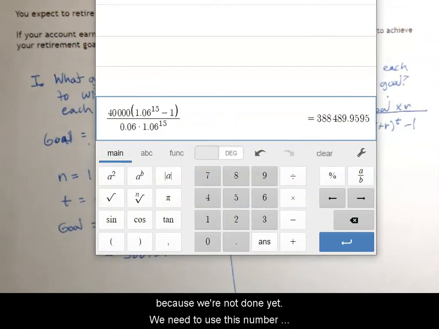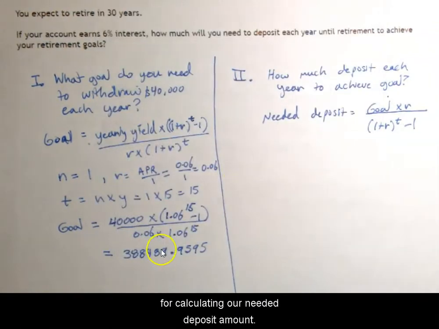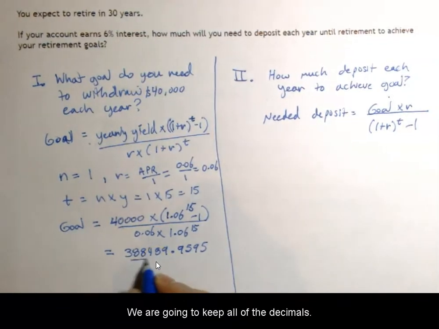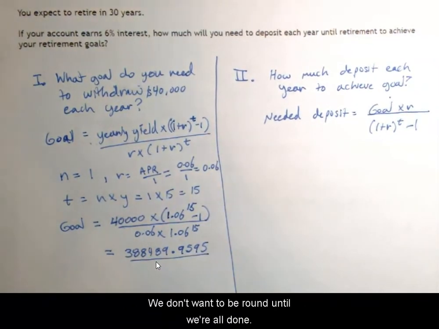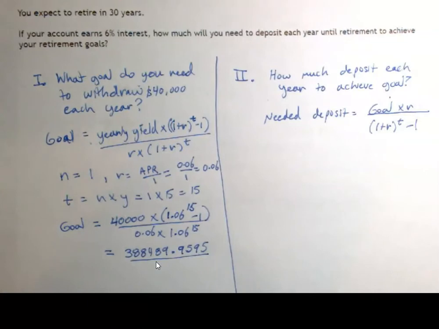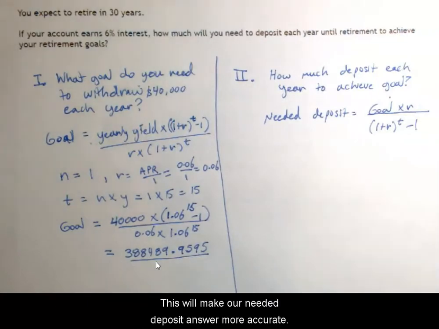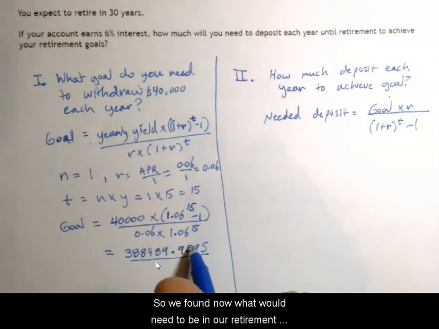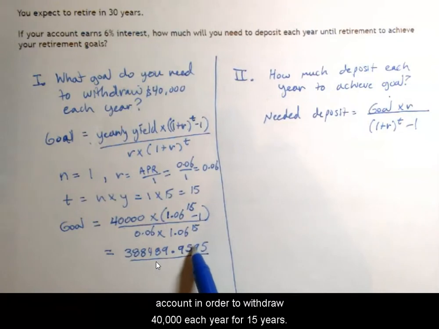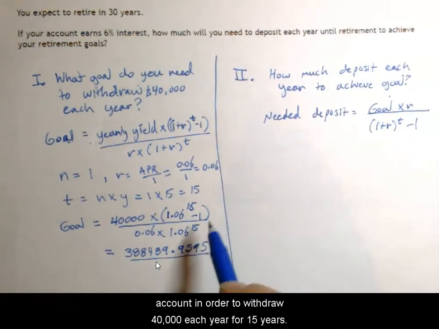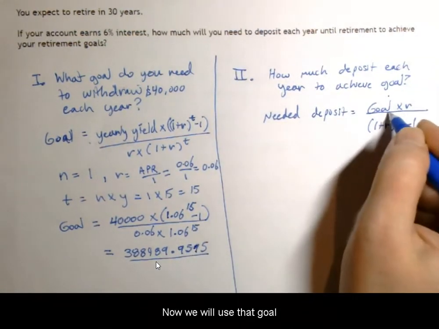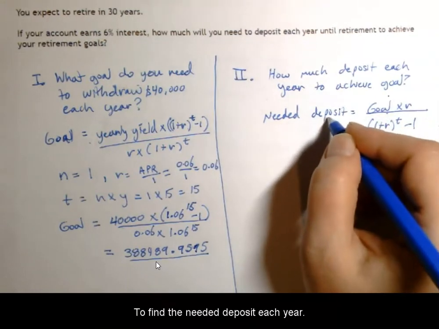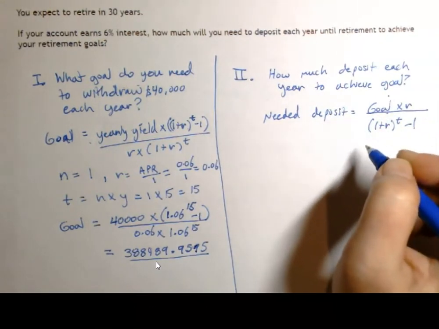We need to use this number for calculating our needed deposit amount. So we're going to keep all the decimals. We don't want to round until we're all done. This will make our needed deposit answer more accurate. So we found now what would need to be in our retirement account in order to withdraw $40,000 each year for 15 years. That's our goal. Now we'll use that goal to find the needed deposit each year.